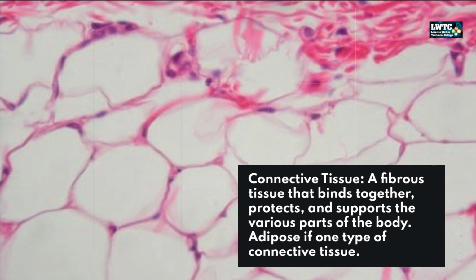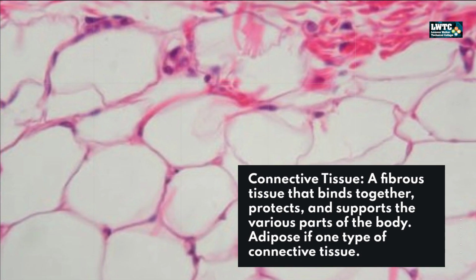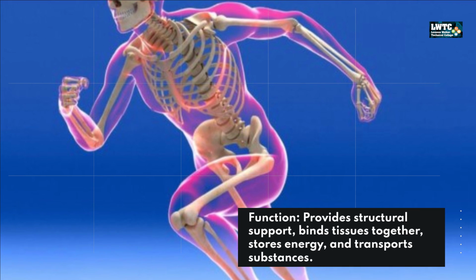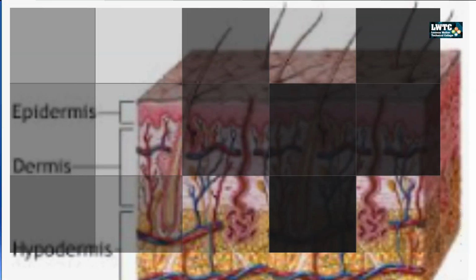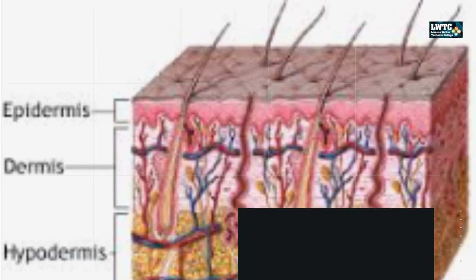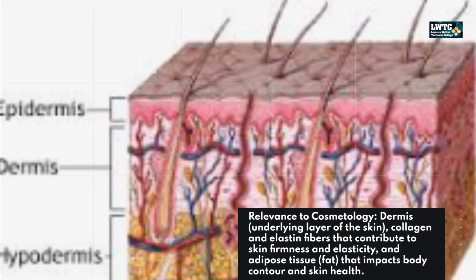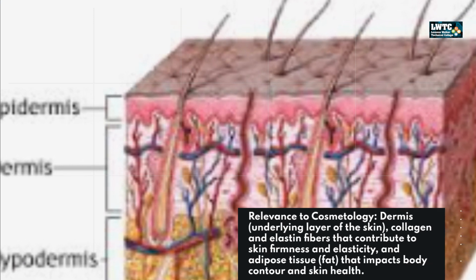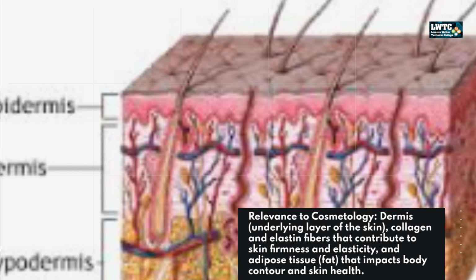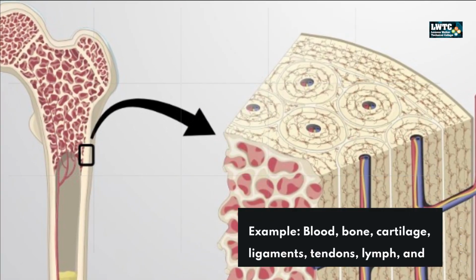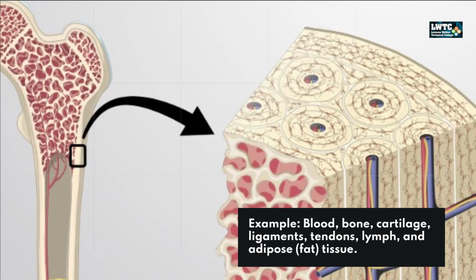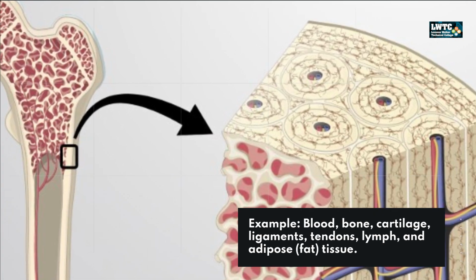Connective tissue. A fibrous tissue that binds together, protects, and supports the various parts of the body. Adipose is one type of connective tissue. Function: provides structural support, binds tissues together, stores energy, and transports substances. Relevance to cosmetology. Dermis, underlying layer of the skin, collagen and elastin fibers that contribute to skin firmness and elasticity. And adipose tissue, fat, that impacts body contour and skin health. Example: blood, bone, cartilage, ligaments, tendons, lymph, and adipose, fat, tissue.